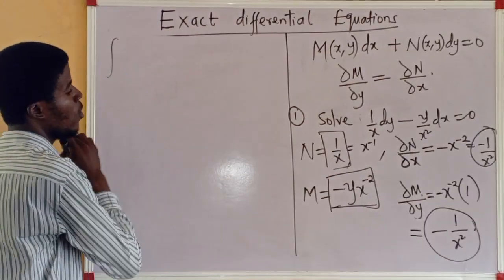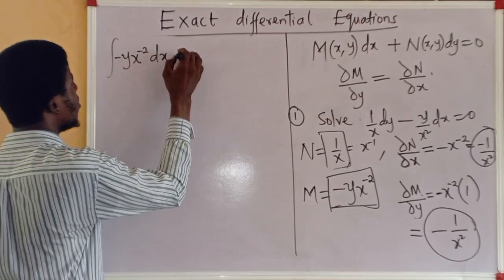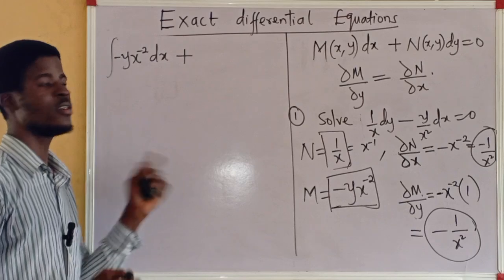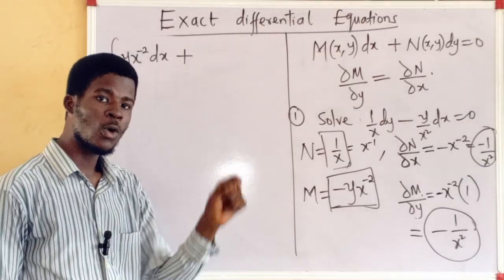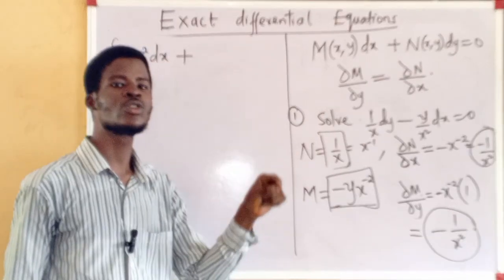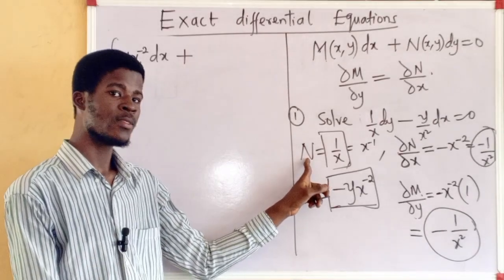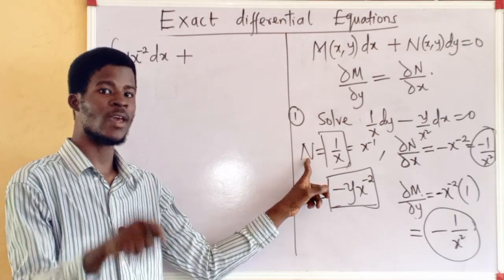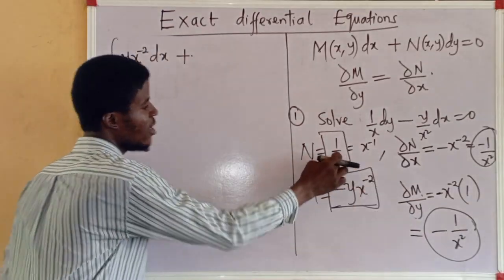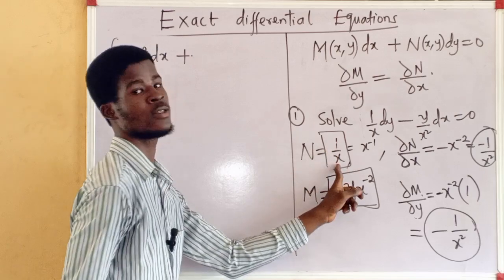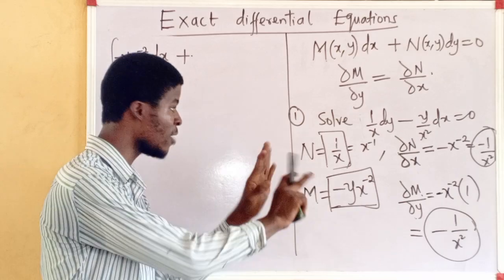The integral of minus y x to the power of minus 2 dx plus the next thing is: integrate with respect to y only those terms of n which do not contain x. I repeat, integrate with respect to y only those terms of n which do not contain x. If I look at n now, n is equal to 1 over x. The function here contains x alone. There is no y term here.